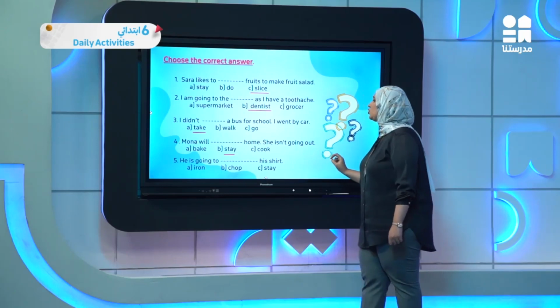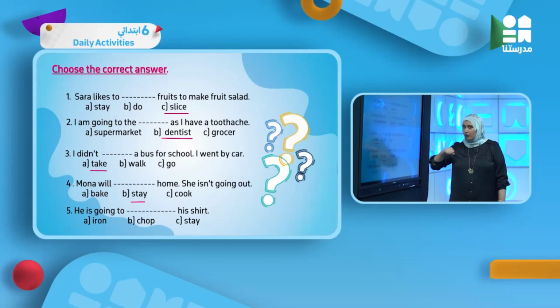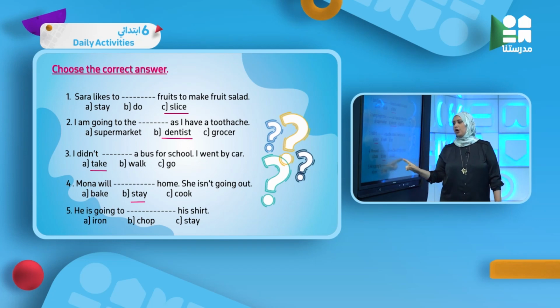He is going to iron his shirt. هيعمل ايه للقميص بتاعه؟ Remember what was that called؟ اسمها ايه؟ Iron a shirt. Very good. Iron his shirt.